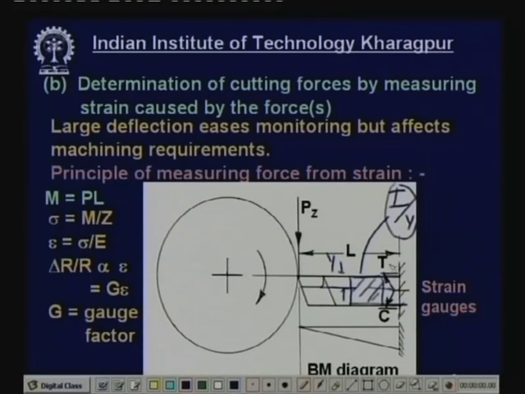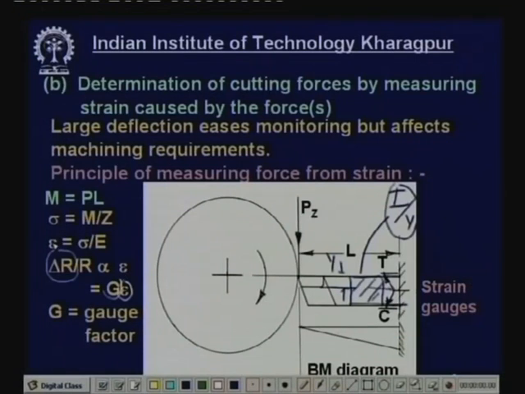Now because of the strain, the resistance will change. The electric resistance of this conductor or strip, what we call the strain gauge, will change. How? The change in resistance delta R for a given resistance R will be proportional to the strain that will occur. So it equals a constant of proportionality multiplied by strain. And what is this constant of proportionality G? This is called the gauge factor. This is a physical property of the strain gauge: delta R by R divided by epsilon.